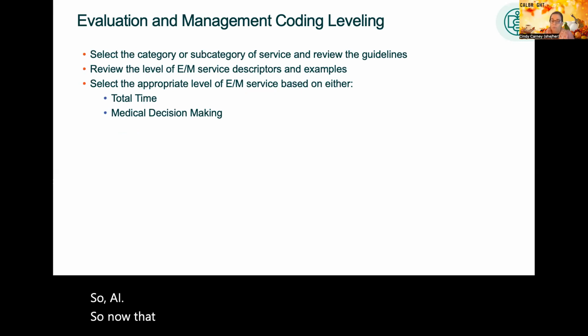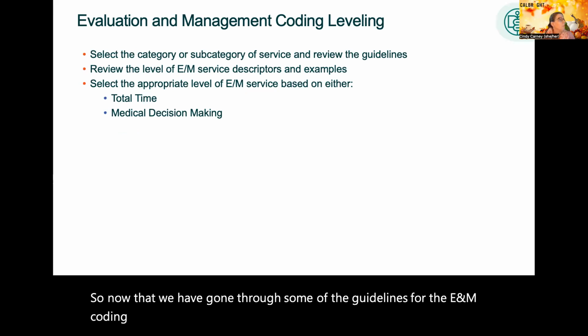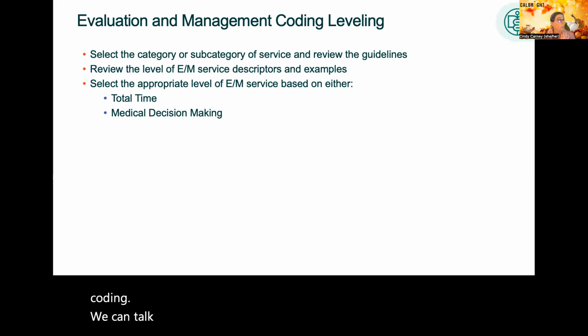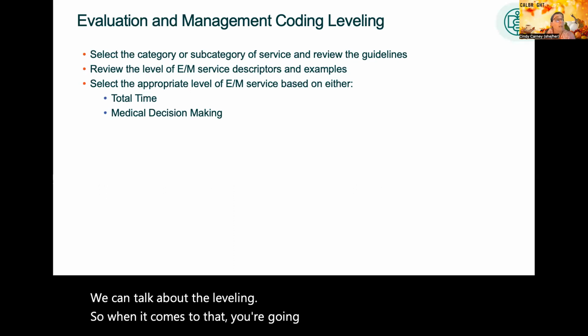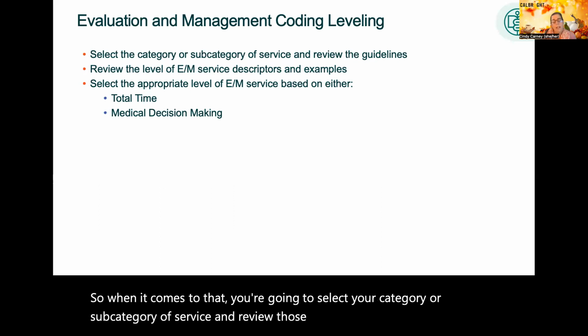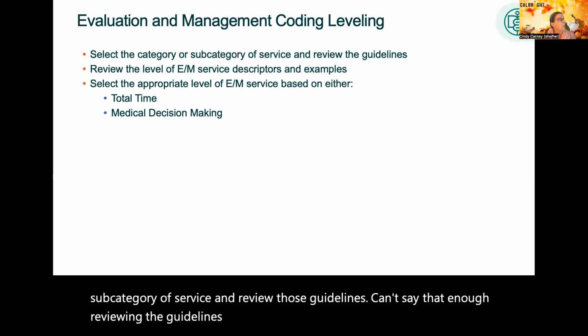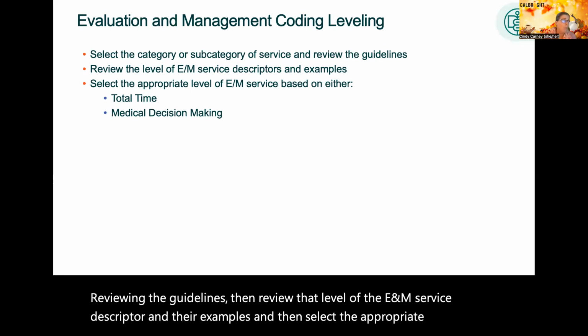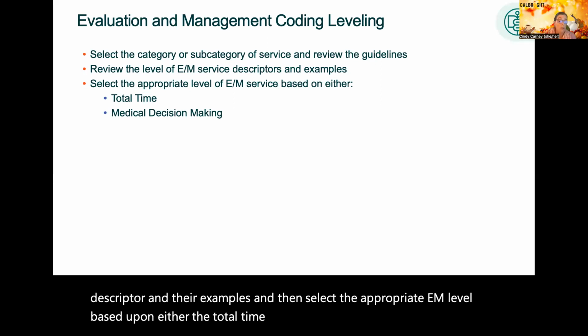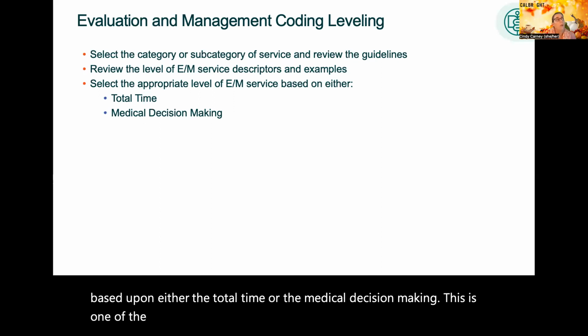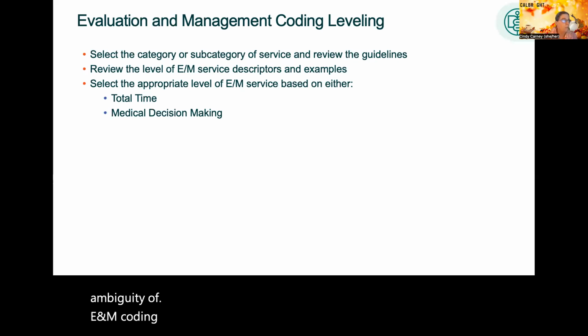So now that we have gone through some of the guidelines for E&M coding, we can talk about the leveling. When it comes to that, you're going to select your category or subcategory of service and review those guidelines. Can't say that enough, reviewing the guidelines. Then review the level of the E&M service descriptor and its examples, and select the appropriate E&M level based upon either the total time or the medical decision making. This was one of the changes made for 2023, and it simplified the ambiguity of E&M coding, because it's either based upon the medical decision making or the total time.